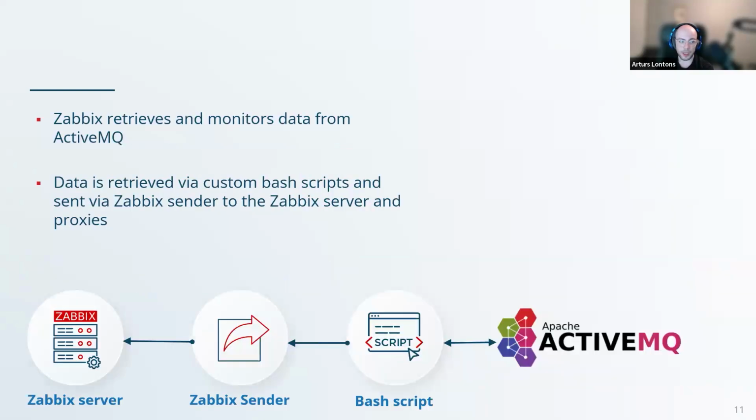In this same use case, Zabbix also retrieves and monitors data from ActiveMQ. And this is where a combination of custom bash scripts and Zabbix sender is used. The required data, also related to the railway infrastructure and data center hardware and software, is retrieved from ActiveMQ via bash script, then forwarded to Zabbix sender via a wrapper script, and then sent to the Zabbix server or proxy, and then stored in Zabbix and analyzed and reacted upon if required.